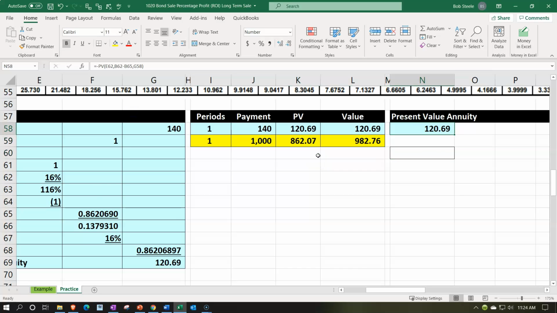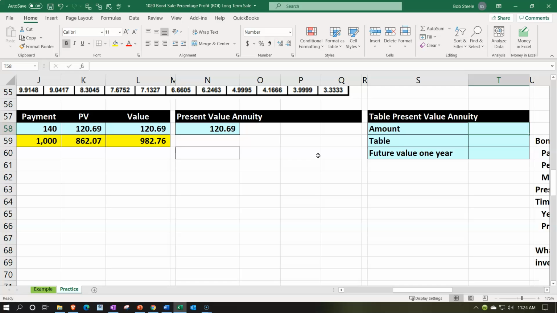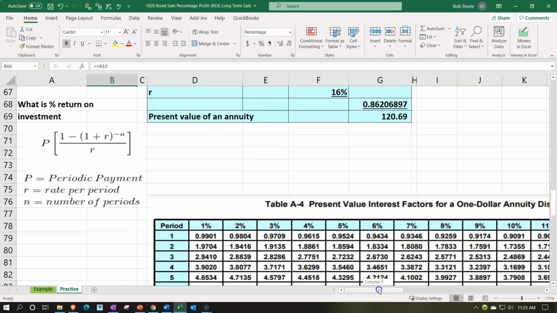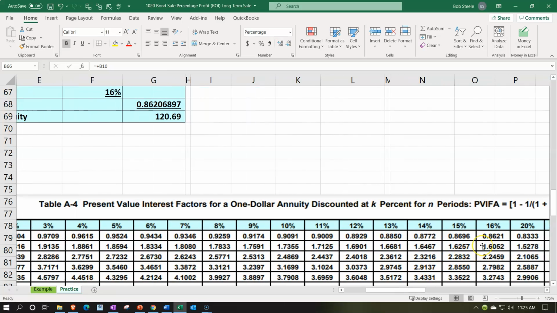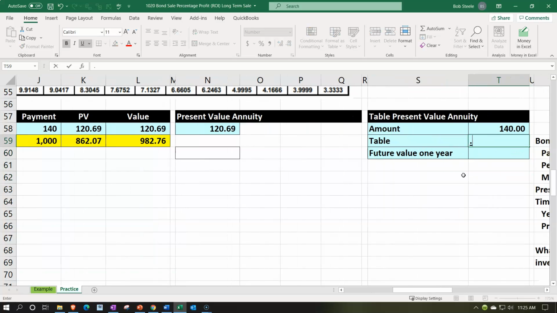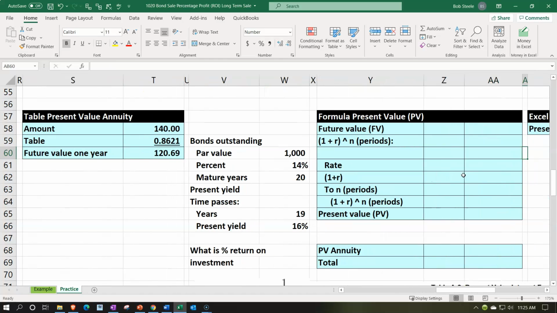So let's calculate this one more time using the tables. Let's do that with the tables this time, making sure we pick up the proper table and the proper amount, this time being 16 and 1. So we'll just do it with the annuity table, but it's only 1 period, 16 and 1, 20 minus 19. So 16 is way over here, and 1, 0.8621. Taking that 140 times 0.8621 gives us the 120.69. Now let's do the present value of the 1000.